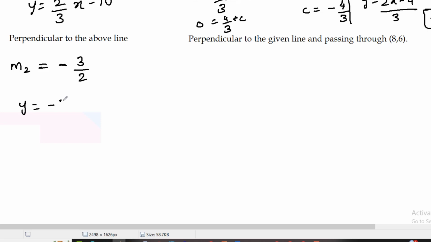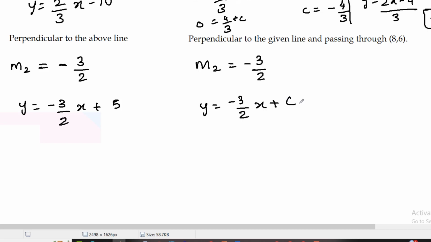Now we are going to use this. y equal to minus 3 by 2 x plus any number you can put. I can put 5, 6, 7, whatever I want, because they didn't mention any criteria. But in this case, perpendicular to the given line and passing through (8, 6). Here also M2 will be the negative reciprocal, minus 3 by 2. So y equal to minus 3 by 2 x plus c. We have to find this c. For that, we substitute this point here. So 6 equal to minus 3 by 2 into 8 plus c.